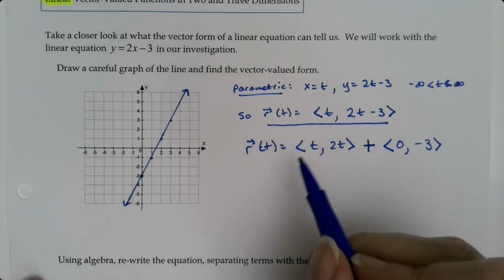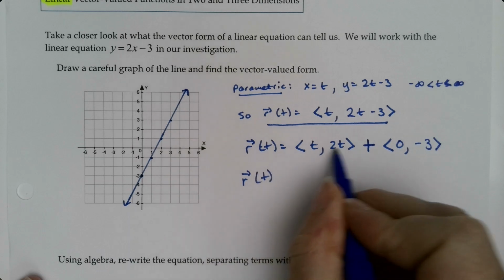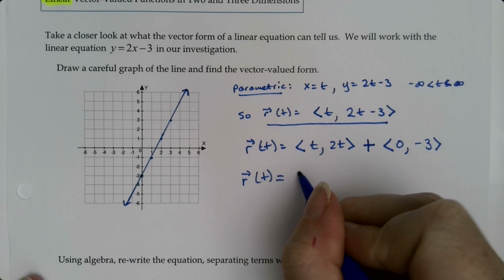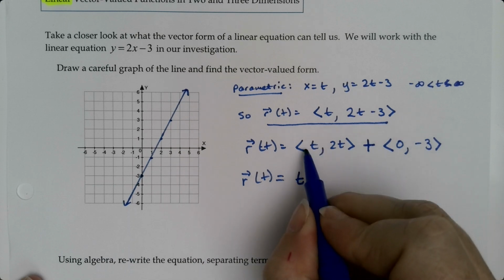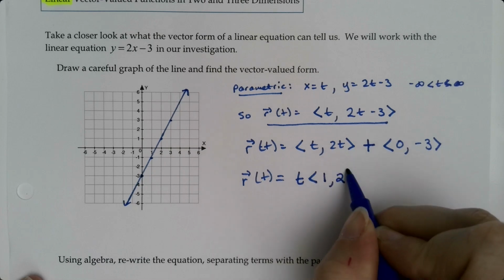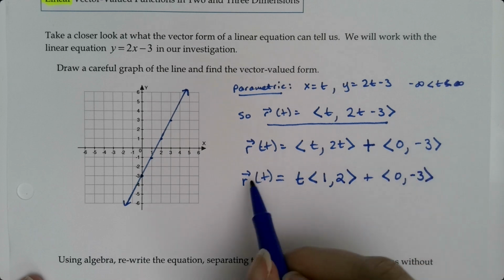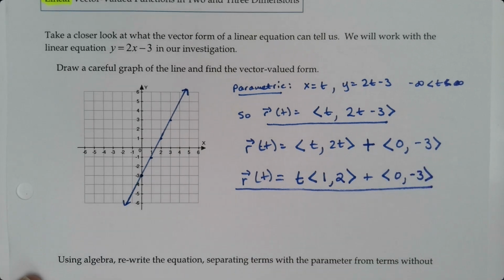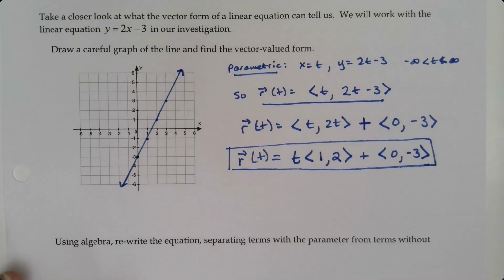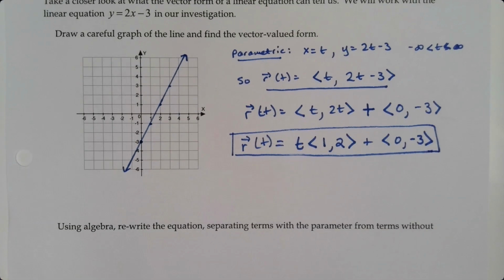And then we can also go one step further and factor, if you will, the t out of here and say, look, that's t times the coefficient of the t here was 1. The coefficient of the t here is 2, plus 0, -3. And this is a very common way for us to write a linear equation in a vector valued form. The other two are also correct. It's just that this one was the one we were shooting for.